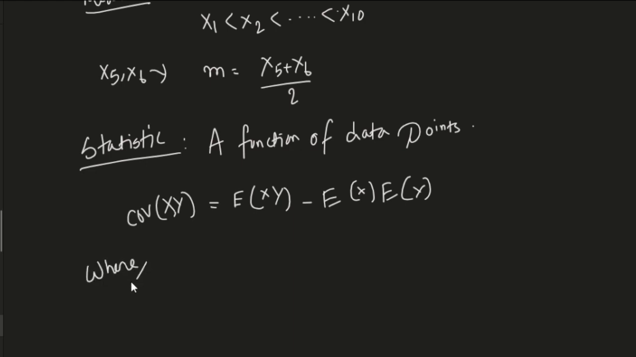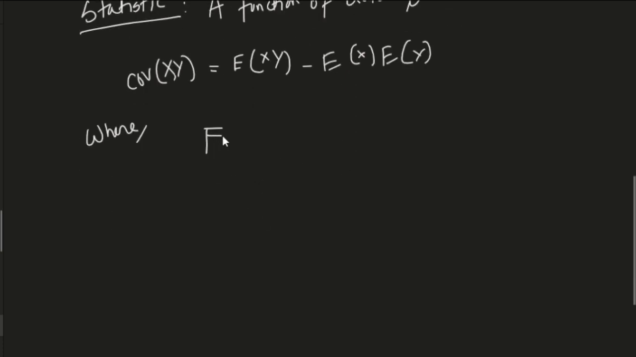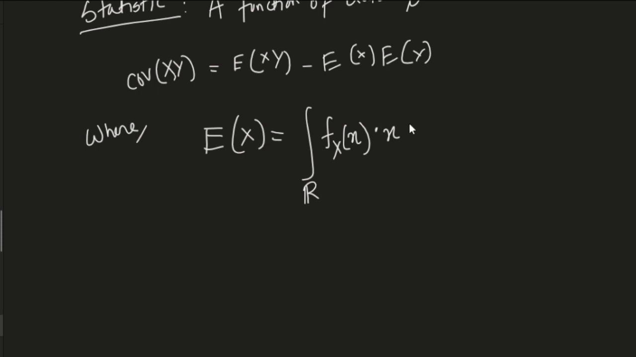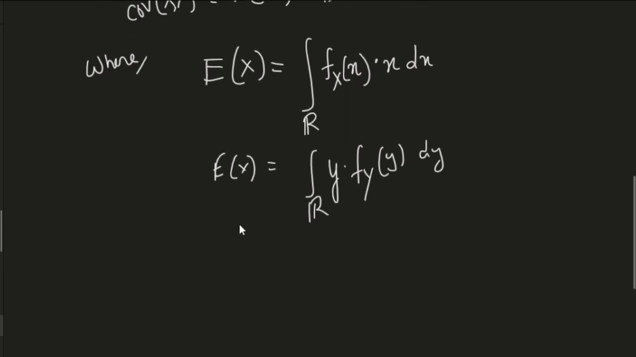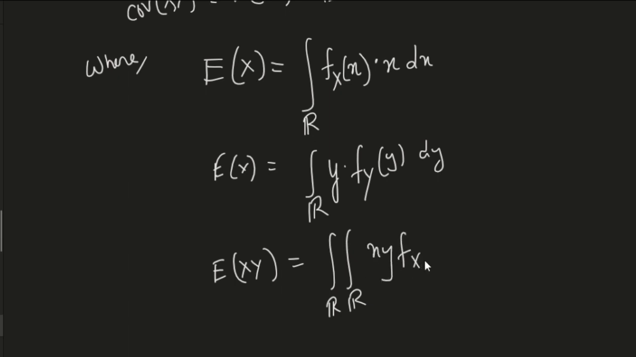Where e of y is defined as integral over all r y into f of y dy, and e of xy on the other hand is basically a double integral, where fxy x comma y is the joint distribution of x and y.